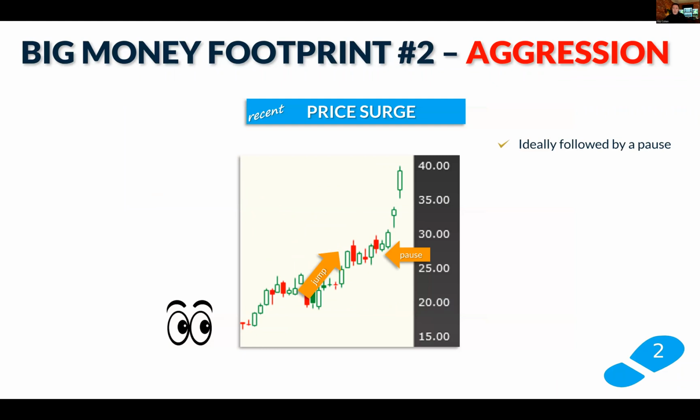The second big money footprint is recent price surge. So the stock price rises in a pretty big way. Don't worry, it goes sideways, and then there might be more to come in the right circumstances. Now, this can often be a consolidation phase, a pause, a flag, that kind of thing. But let's have a look at it in action. And I'll tell you why it's important.